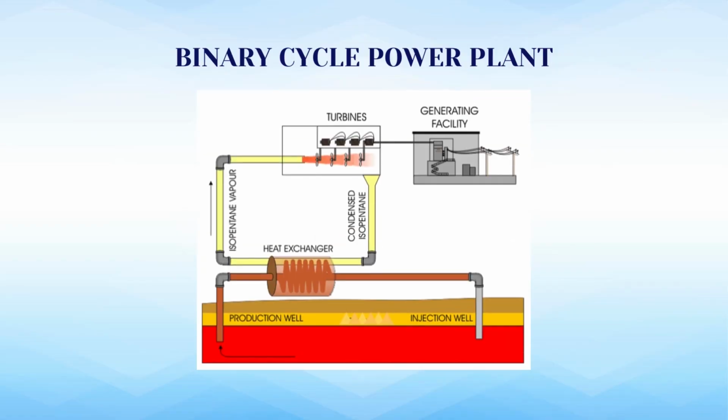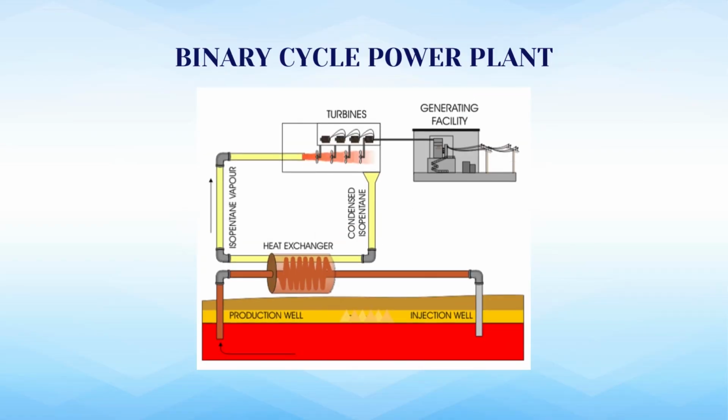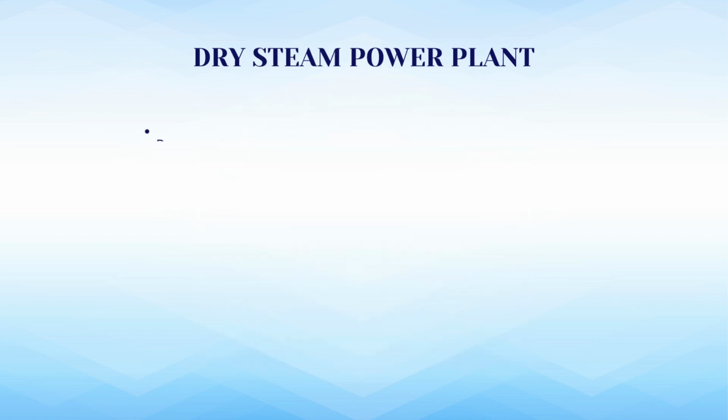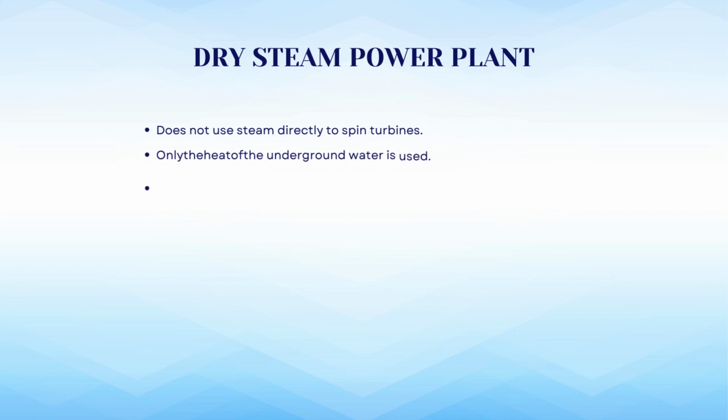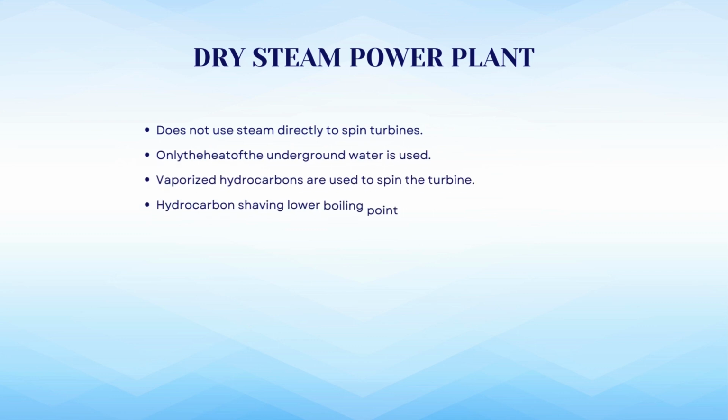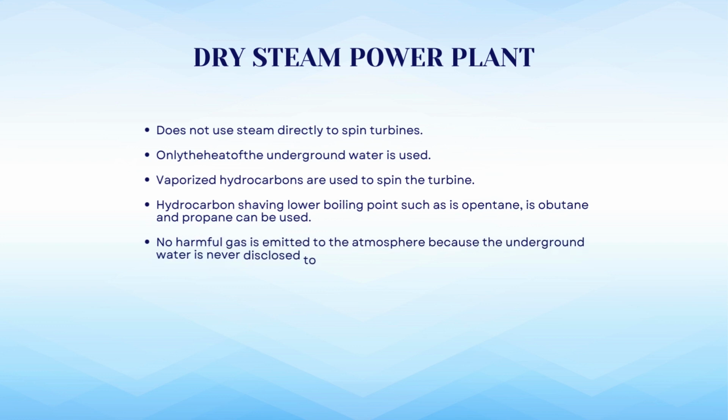Binary cycle power plant. This is similar to the previous one, but here we can find the binary cycle system. It does not use steam directly to spin the turbine. Only the heat of the underground water is used. Vaporized hydrocarbons are used to spin the turbine. Hydrocarbons having a lower boiling point, such as isopentane, isobutane and propane, can be used.